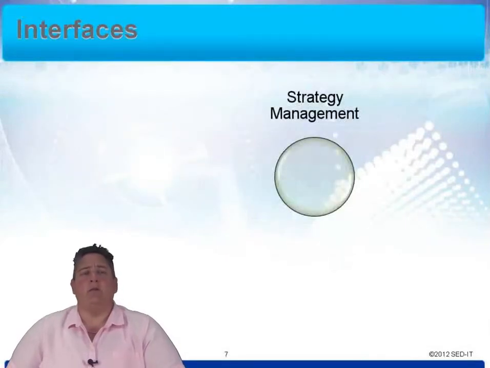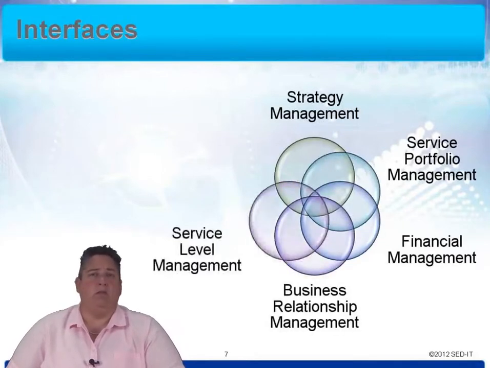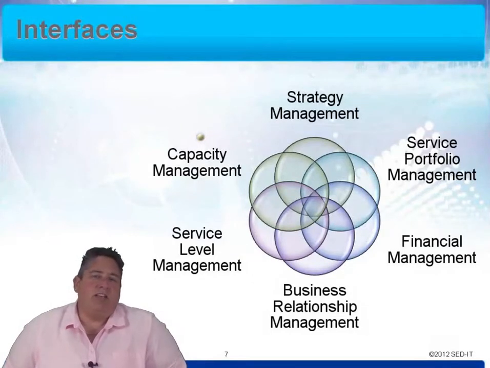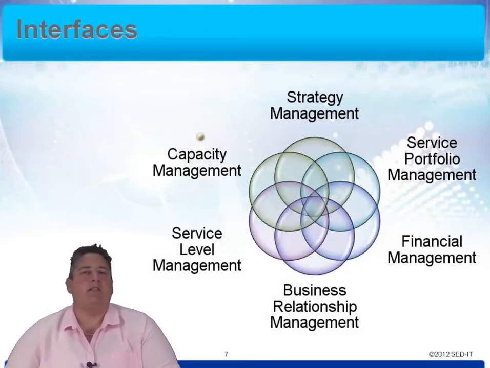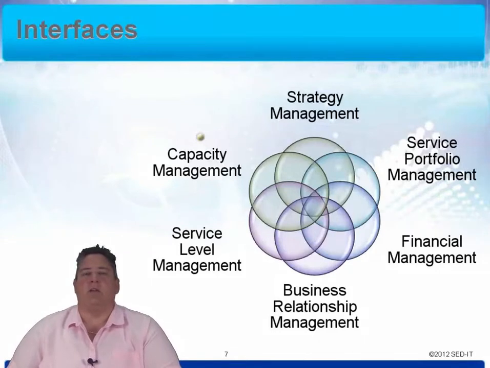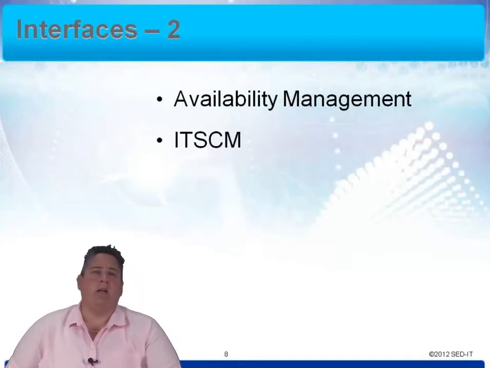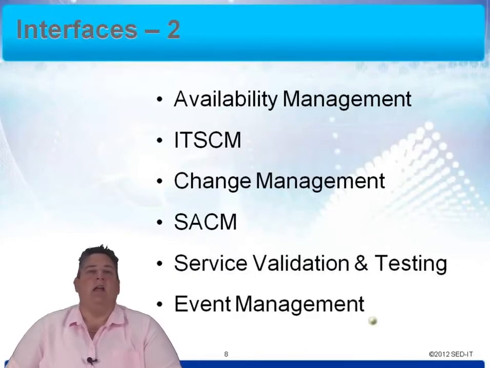The various interfaces for demand management, well, we have strategy management, portfolio, finance, business relationship, service level, and capacity. So in this grouping, we've hit most of those relationships except for strategy. We've generically stated we need to understand the IT strategy and the business strategy, and that's going to come from strategy management for IT services. So it's an information source for demand management as they perform their activities. Other interfaces include availability, continuity, change, configuration management, service validation and testing, and event management.